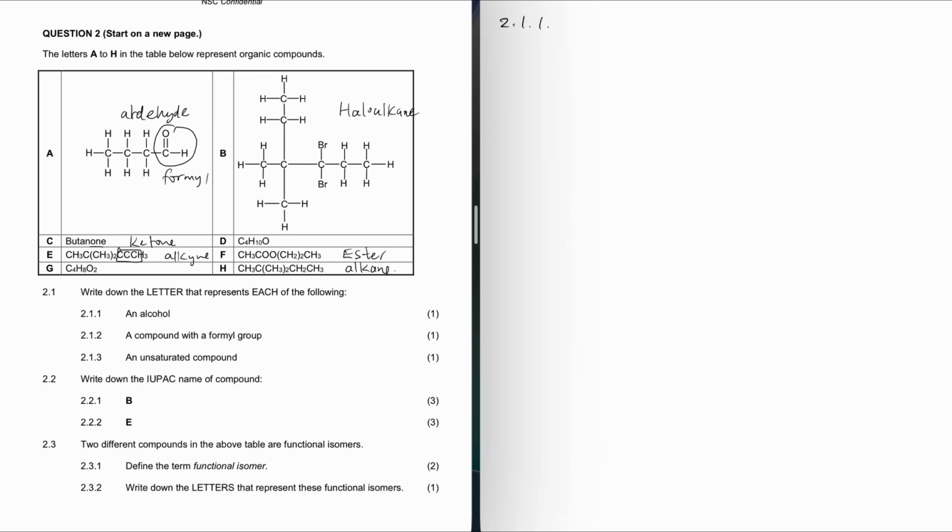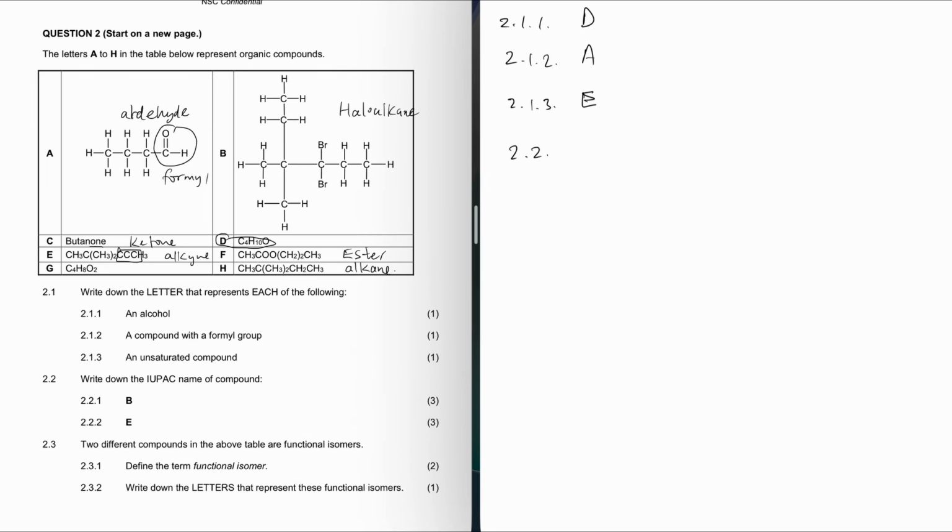Okay, so question 2.1.1, which one is going to be an alcohol? The only option is going to be D because that only has a single O. So the answer there is D. Question 2.1.2, a compound with a carbonyl group, that's A. 2.1.3, an unsaturated compound, unsaturated alkyne, the answer is going to be E.